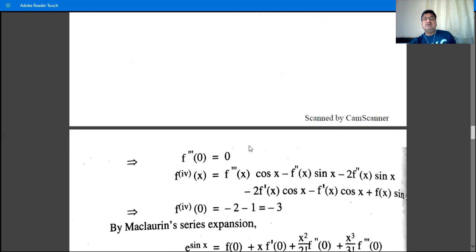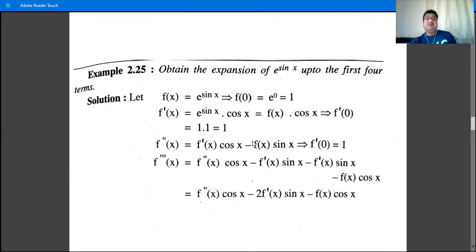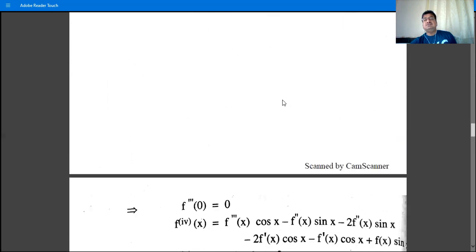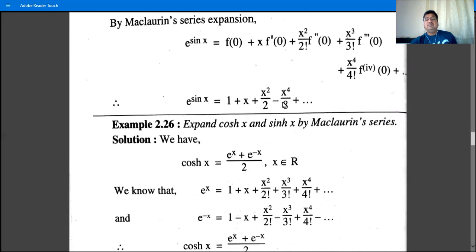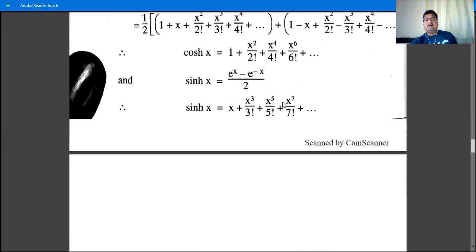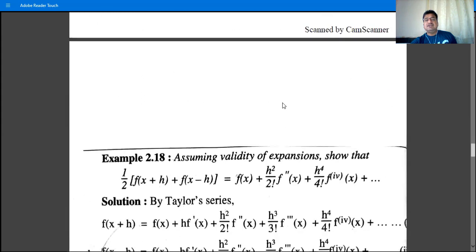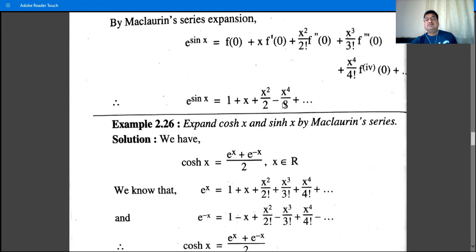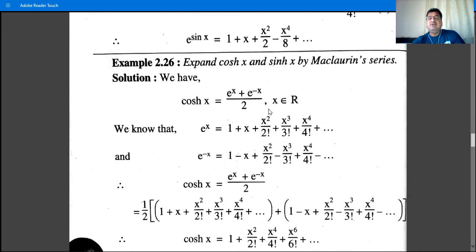So in order to expand the function about x, we have to use Maclaurin's theorem. But if I have to expand the function in ascending powers of some bracket, then we have to use Taylor's theorem.